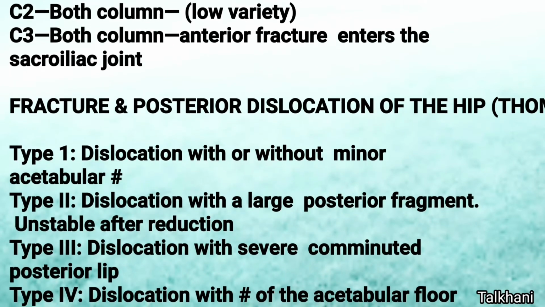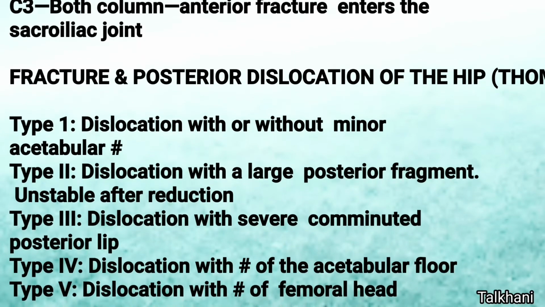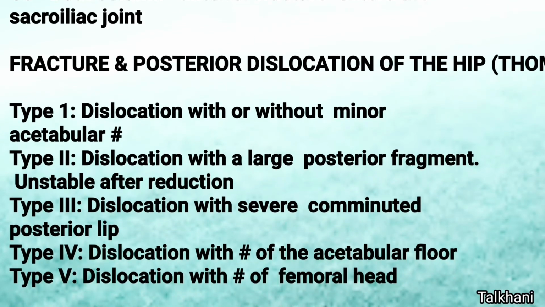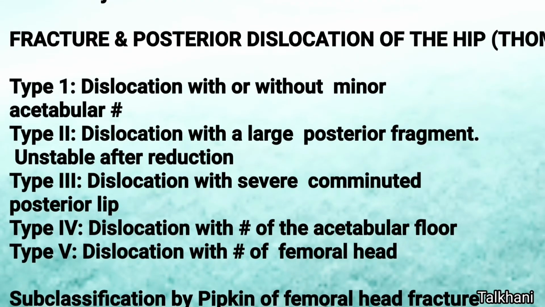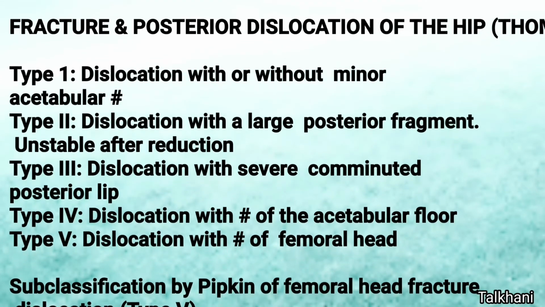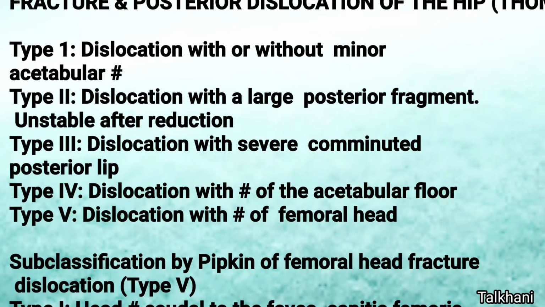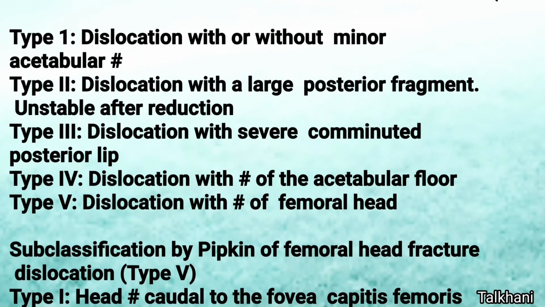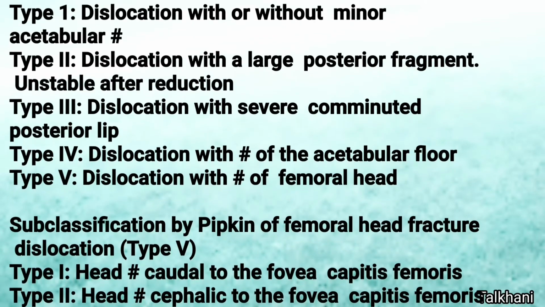Fracture and posterior dislocation of the hip. Thompson and Epstein 1973 classification. Type 1, dislocation with or without minor acetabular fracture. Type 2, dislocation with a large posterior fragment. This is unstable following reduction. Type 3, dislocation with severely comminuted posterior lip.